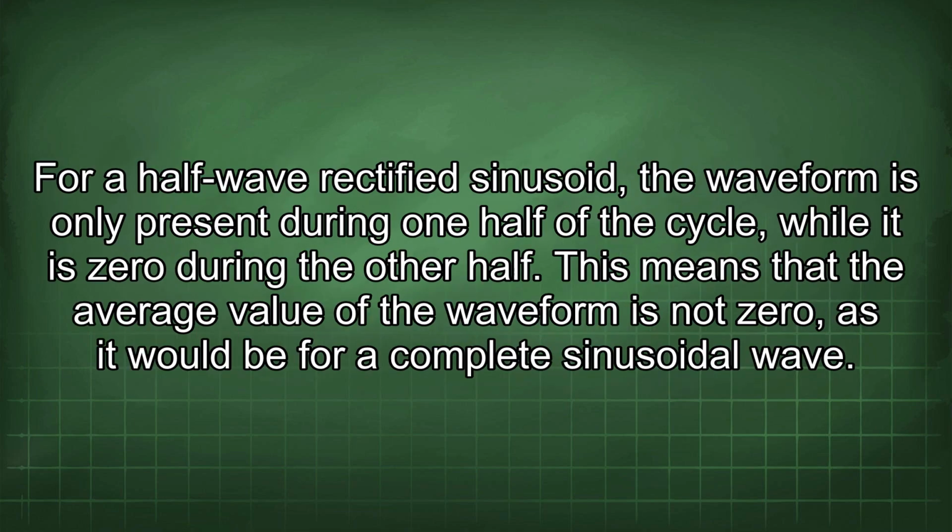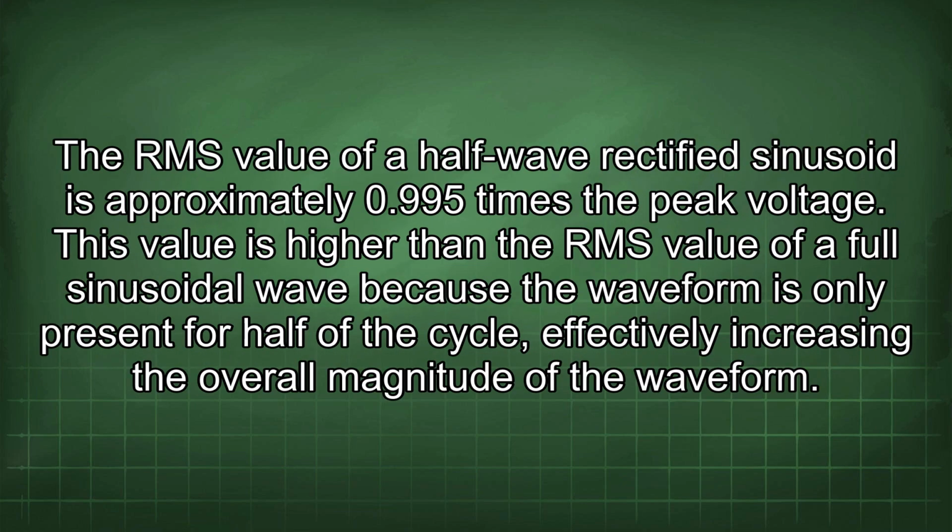For a half-wave rectified sinusoid, the waveform is only present during one half of the cycle, while it is 0 during the other half. This means that the average value of the waveform is not 0, as it would be for a complete sinusoidal wave. The RMS value of a half-wave rectified sinusoid is approximately 0.995 times the peak voltage.